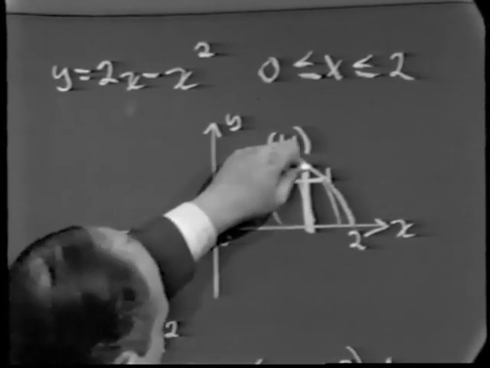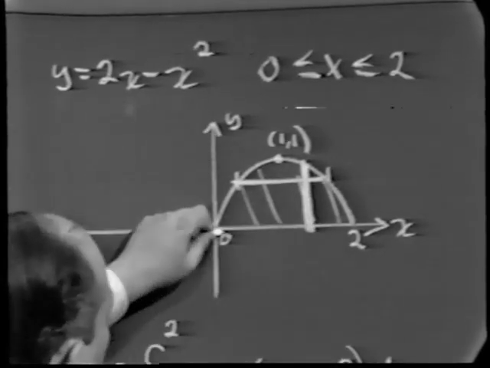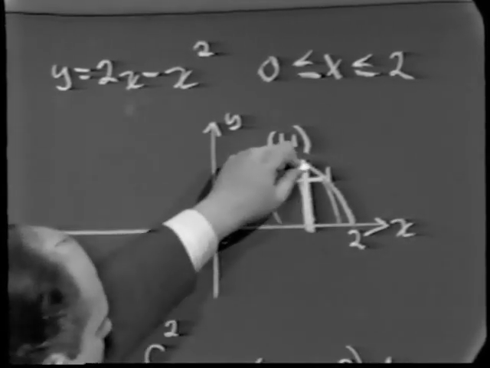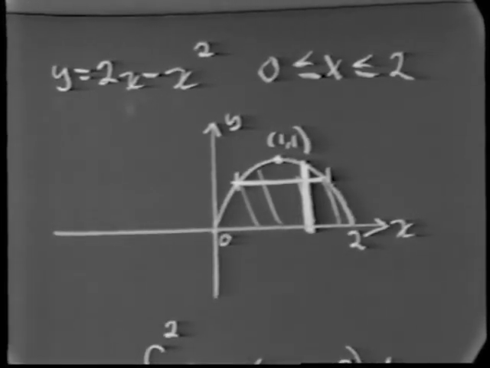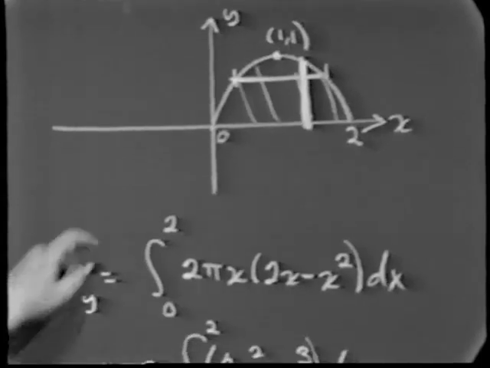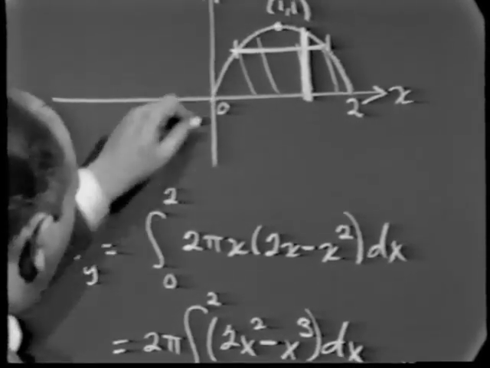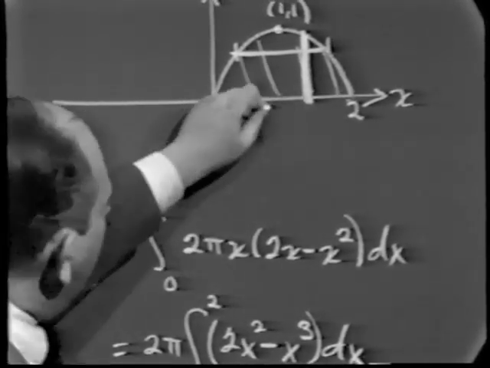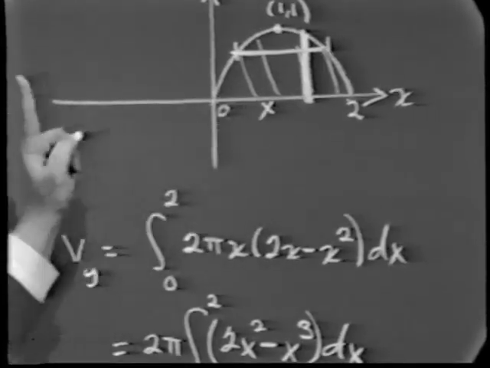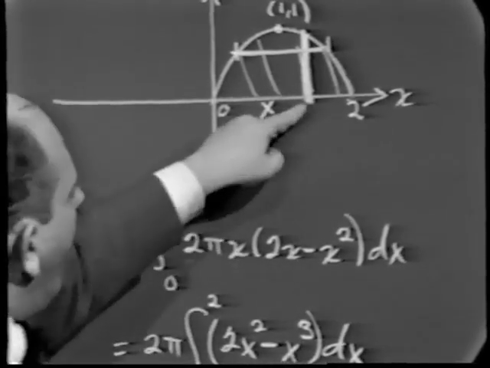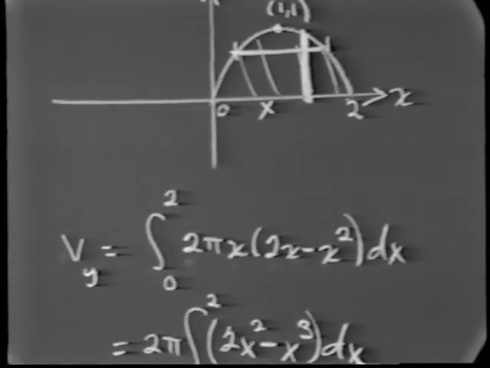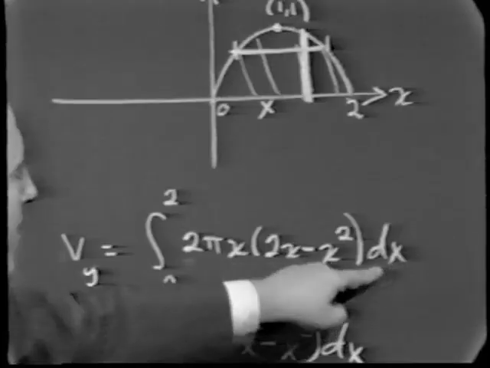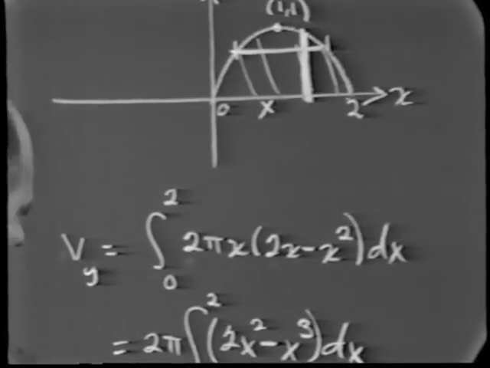On the other hand, if I take my generating element parallel to the y-axis, I have a very simple expression for this. And now that indicates what? Cylindrical shells. By the method of cylindrical shells, this will be what? The integral from 0 to 2. The generating arm is x, so that cuts out 2 pi x. The height is y, which is 2x minus x squared. The thickness is dx. In other words, mechanically, I must evaluate this particular integral.